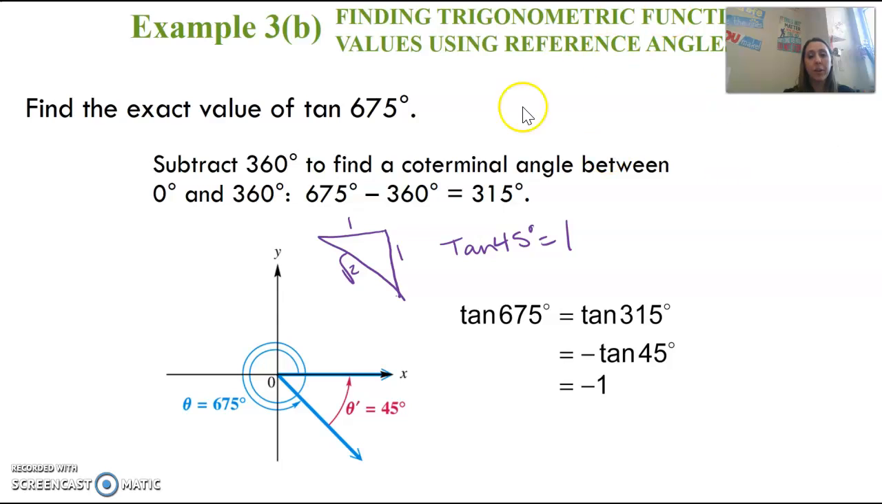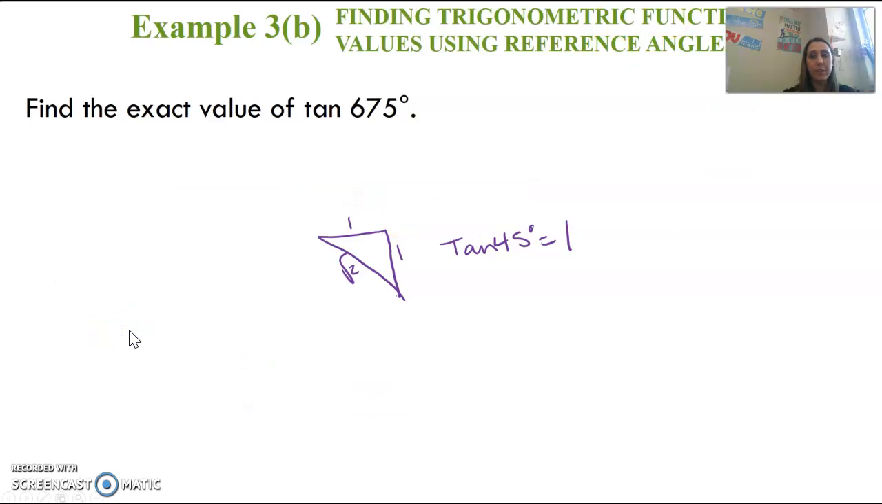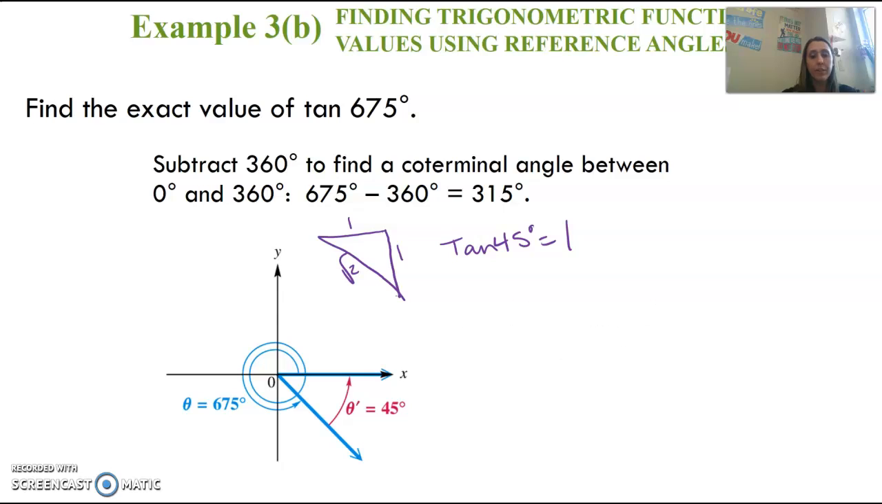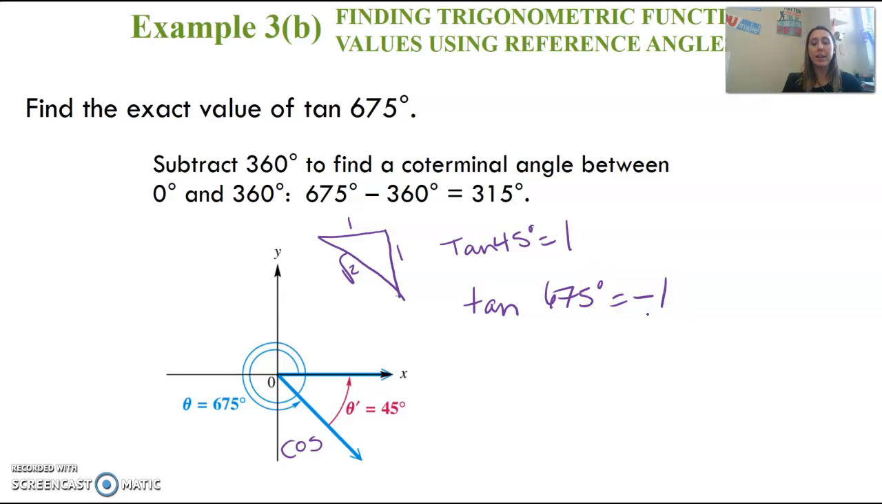Okay, so we're in the 4th quadrant. Since we're in the 4th quadrant, the only thing that I'm expecting to be positive is cosine. Cosine is supposed to be positive in the 4th quadrant. So then, since tangent is not positive, I'm going to get that the tangent of 675 degrees is going to be negative 1. So that is how you would write that answer.